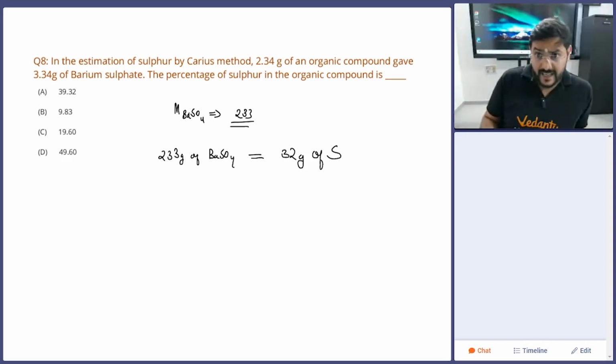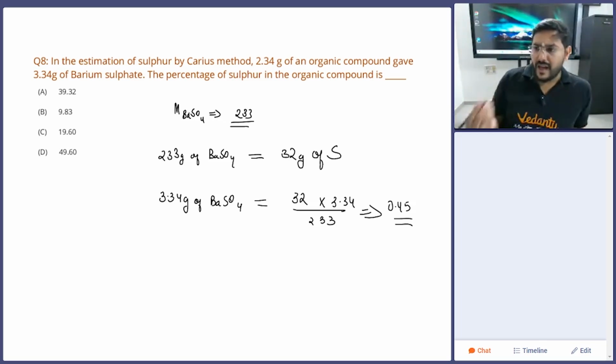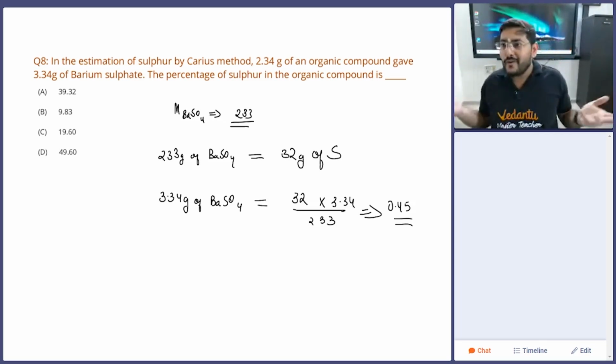So can I say that 3.34 gram of barium sulfate contains how much sulfur? Can I say that 32 into 3.34 divided by 233? Can we say that? Is that simple? So here we are going to get 0.45 gram of sulfur. Now we got the answer.